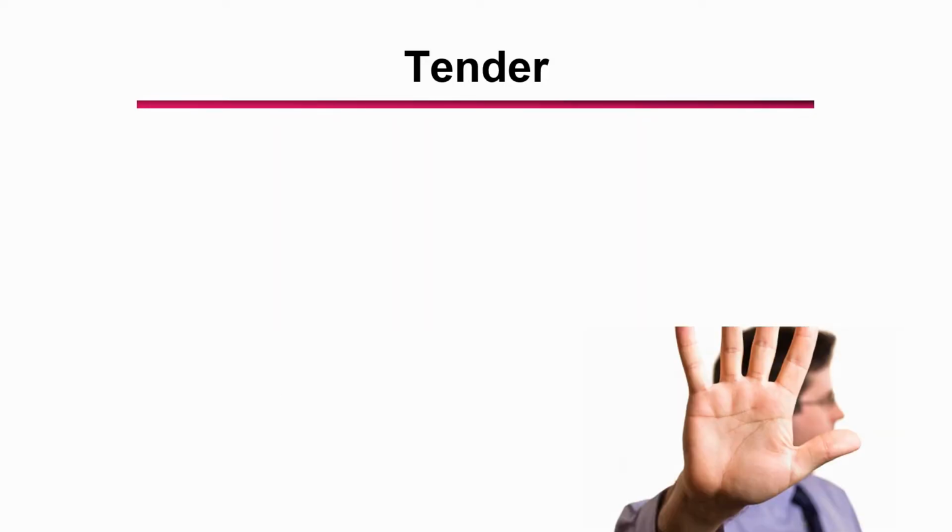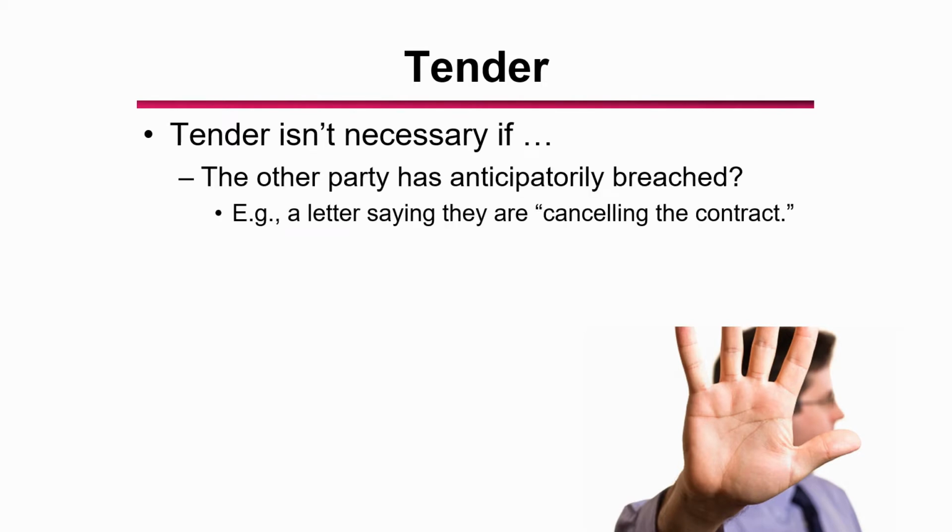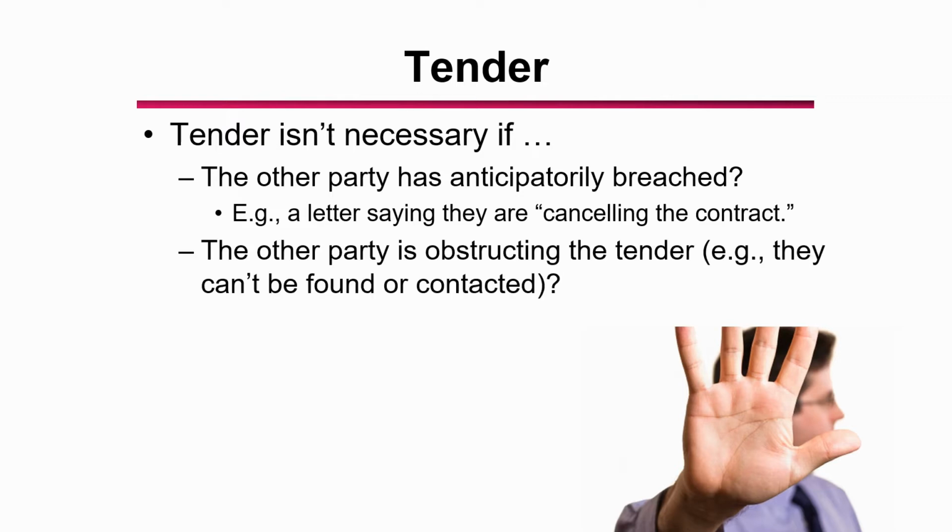There are a few situations in which a tender isn't necessary. The first one is tender isn't necessary if the other party has anticipatorily breached the contract. For example, if one party sends a letter to the other saying they're canceling the contract, indicating they simply have no intention of performing, then the innocent party isn't required to tender. Second, if one of the parties is obstructing the tender, you can't find them, you can't contact them, you don't have any way of expressing to them your present willingness to perform the contract. If that's the case, then you're excused from having to tender.